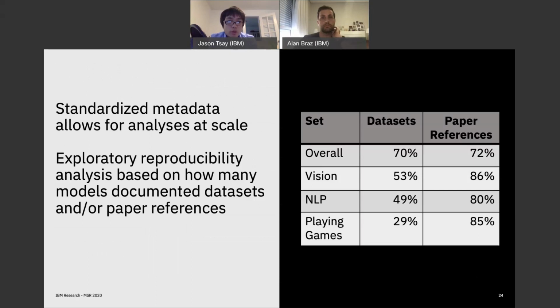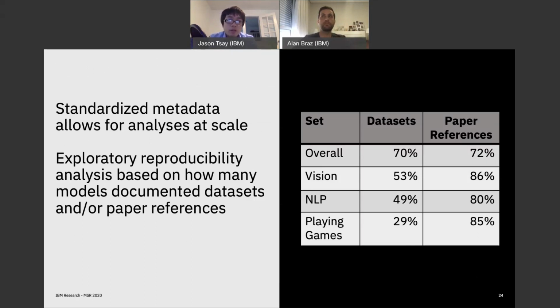So we did an exploratory reproducibility analysis because we know that reproducibility is kind of a problem within AI papers. We focus on data reproducibility and method reproducibility, and we proxied that by how many models we can find documentation for the data sets and/or paper references, with the idea that paper references proxy method reproducibility. So how did they do?